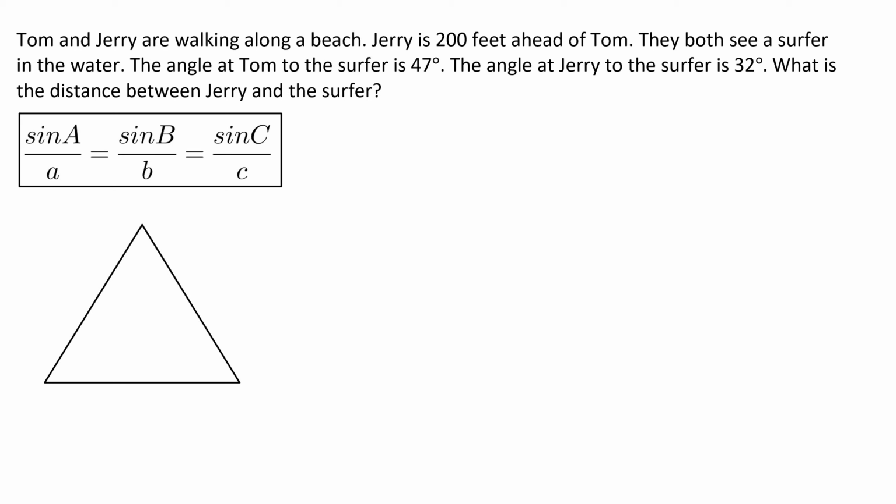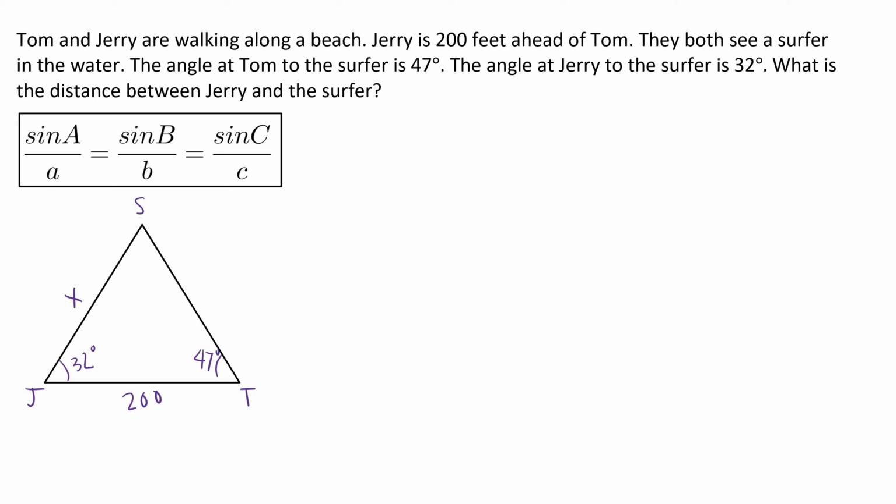Now that we have our triangle, let's start filling in some of the information that we're given. So we have Jerry and Tom and a surfer. Jerry and Tom are walking along the beach and they're 200 feet apart from each other. And they both see a surfer. The angle at Tom to the surfer is 47. And the angle at Jerry to the surfer is 32. And we're looking to solve for the distance between Jerry and the surfer.